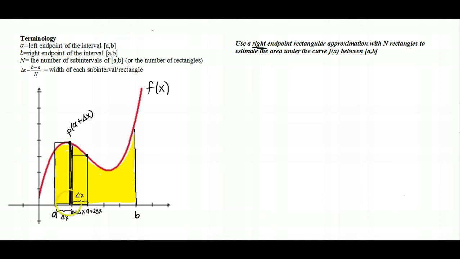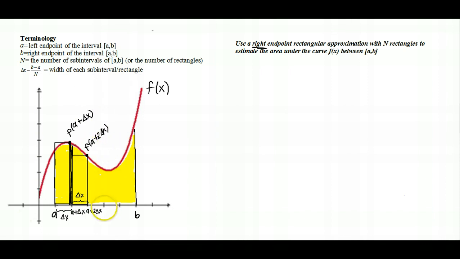So each of these should be lining up perfectly. I go to the rightmost endpoint over the first interval, and that's my first height. Then over the next interval, the rightmost endpoint, and that's my next height. Since this was a plus 2 delta x, on the function, this is f of a plus 2 delta x. And nothing about this is unique.